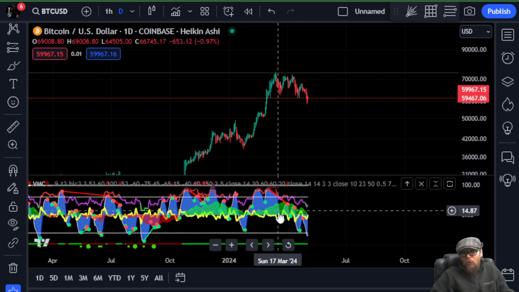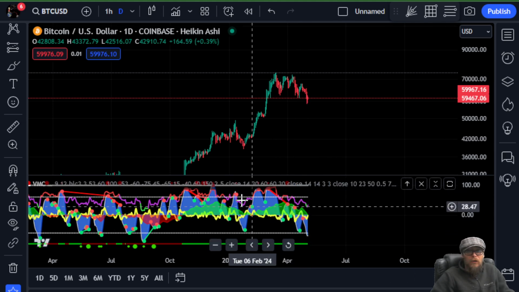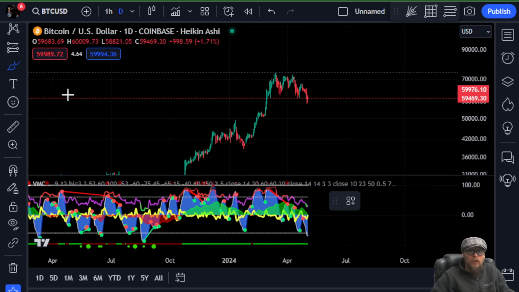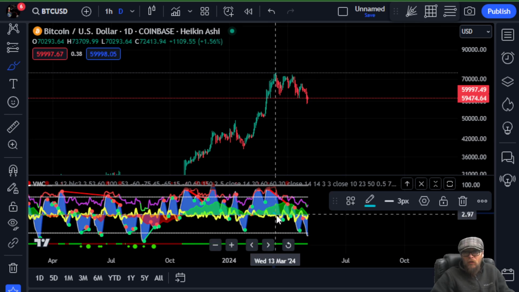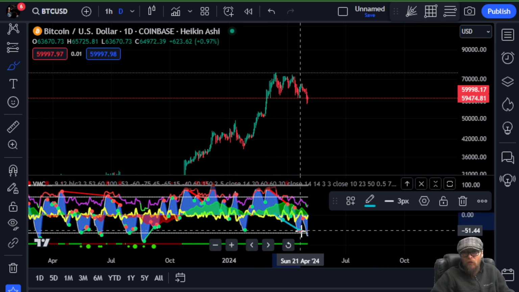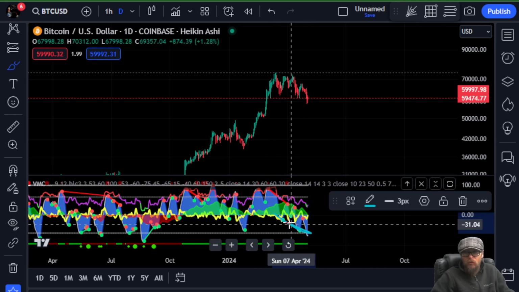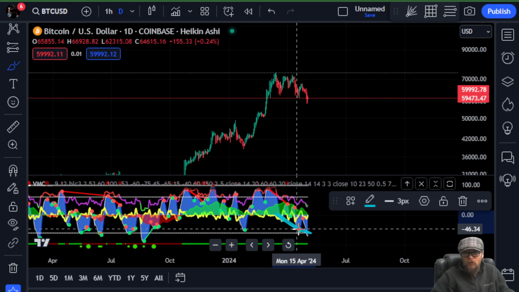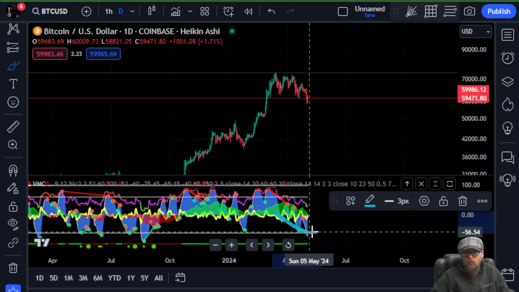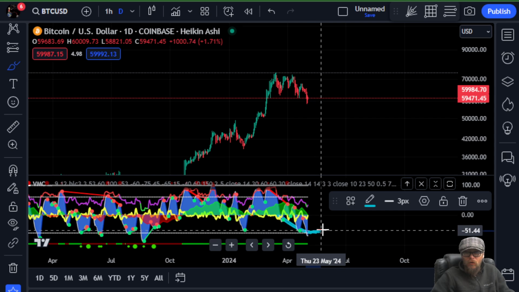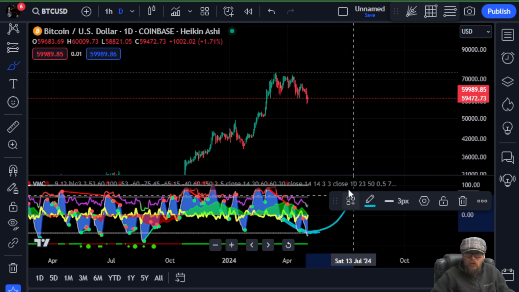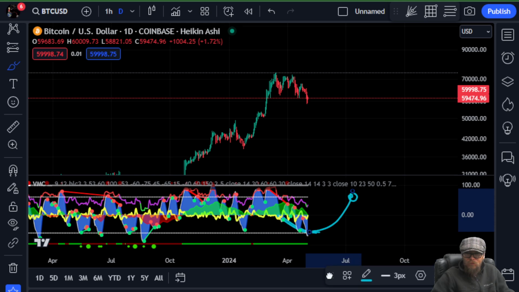Well, first, look at this oscillator. When we're looking at these blue waves, these are our moving averages. Look at this nice curvature. You can see we're coming down to the bottom of that on the daily, where we would expect this to be rounding back up to the upside.